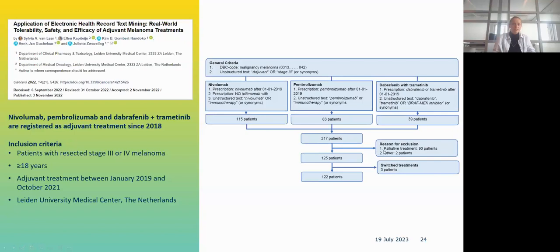And over here, you can see when we did the validation of those boxes, we still needed to exclude, this includes the first step, 90 patients because they were palliative treatments, palliative patients, and some switched. So this also indicates the need to add those unstructured texts to find your exact group.